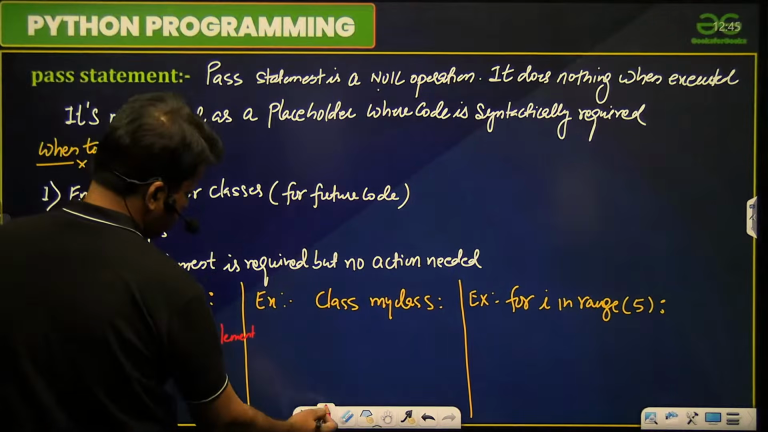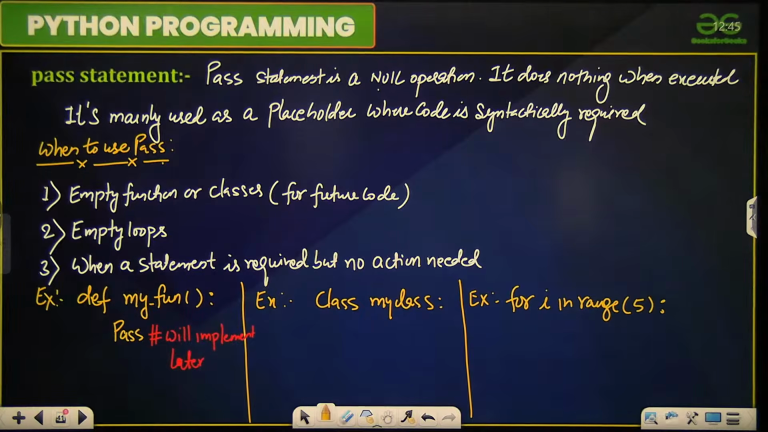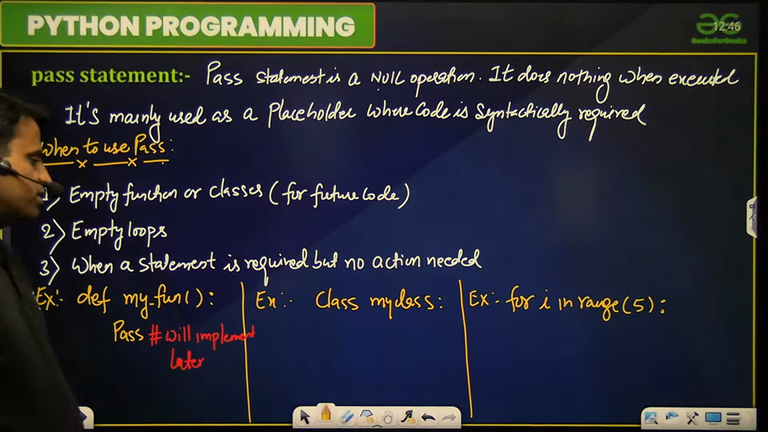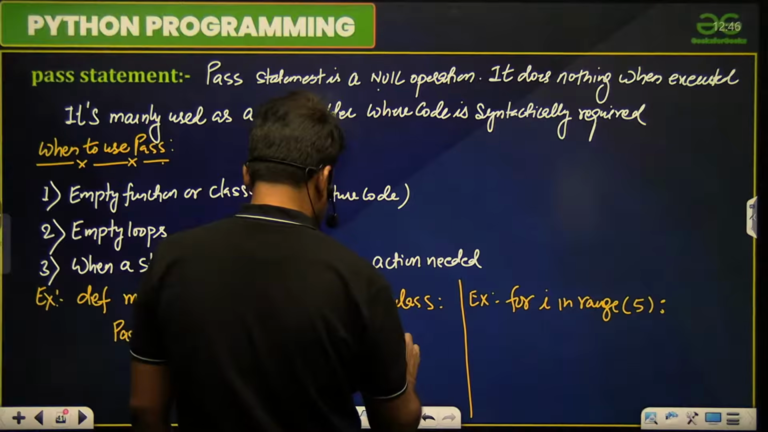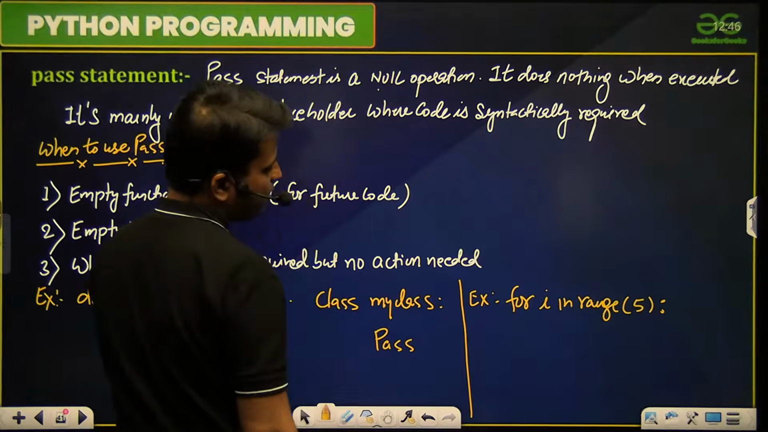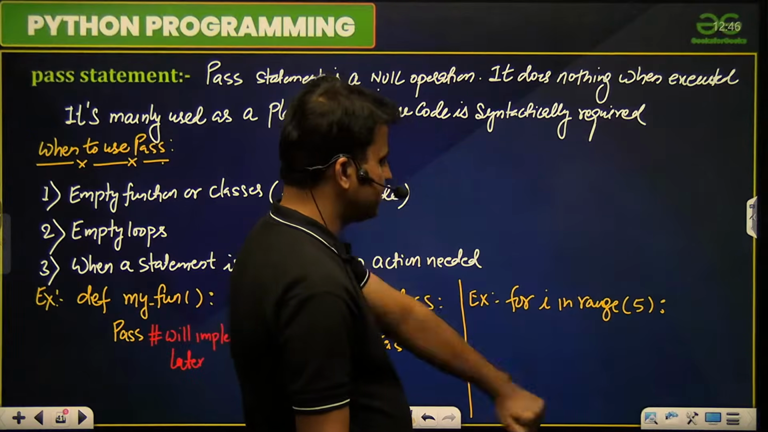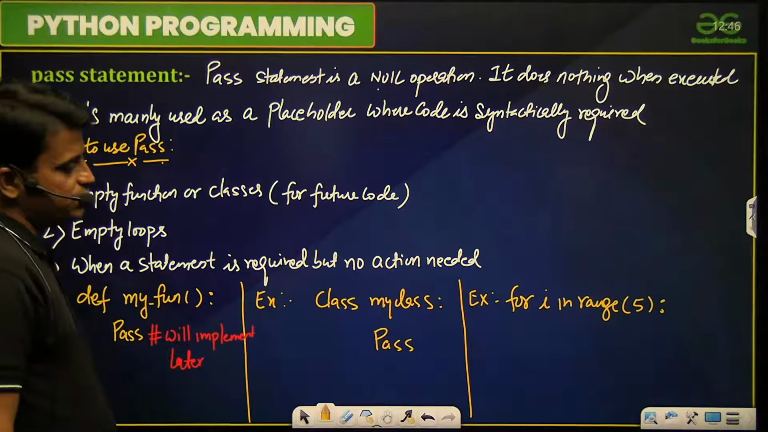My class, sir, again, this is a class, but you are not defining the member functions and methods. This is an error. So for removing this error, you can write here pass. Okay. For i in range 5, sir, you cannot leave it blank. This is a syntax error, student.